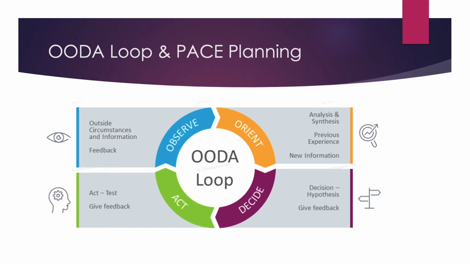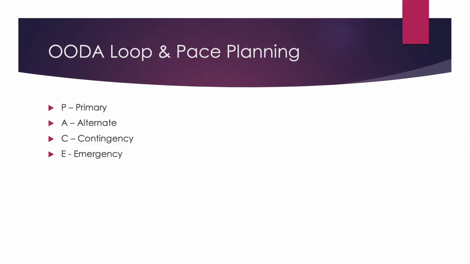I've explained the OODA Loop concept before on my channel. I've linked that video in the description. P.A.C.E is a mnemonic, and here's what each letter represents. Essentially, it's coming up with 4 plans in order of precedence in case there are impediments.